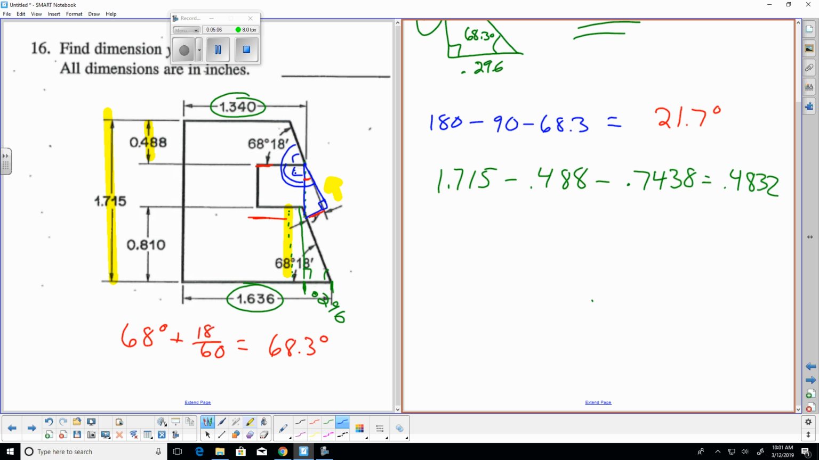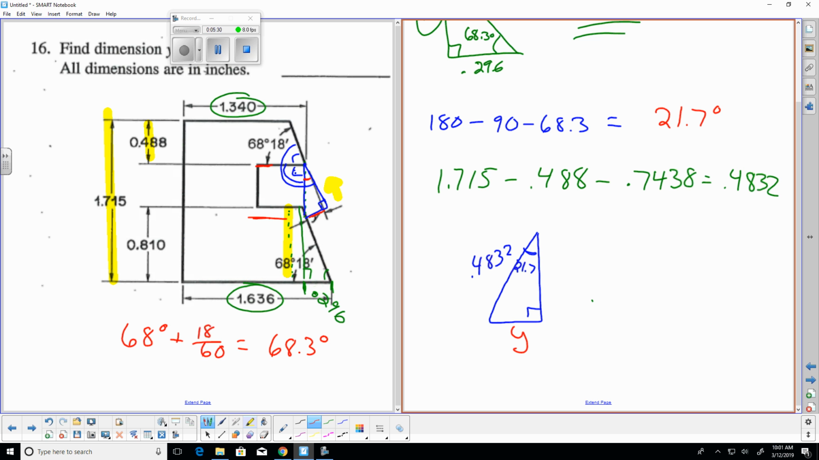So my triangle kind of looks like this, where this angle right here we have solved to be 21.7, so 21.7. And this side length right here, this diagonal side length, is 0.4832. Now that's really good because what do I really want? I want this y value. And that y value is my answer. That's essentially all I need to do. So how do I find that y value?